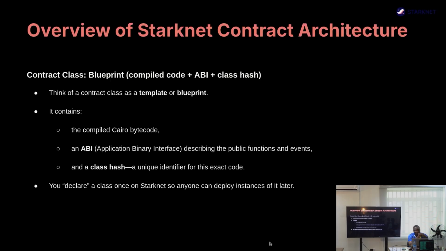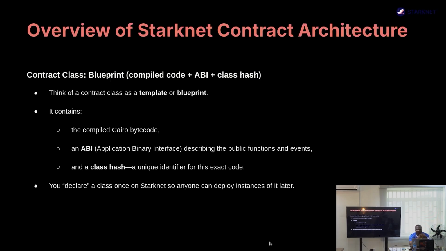When you hear the concept contract class, think of a contract class as a template or a blueprint. It contains the compiled Cairo bytecode. You understand the concept of bytecode? Exactly. Then the ABI is the application binary interface.